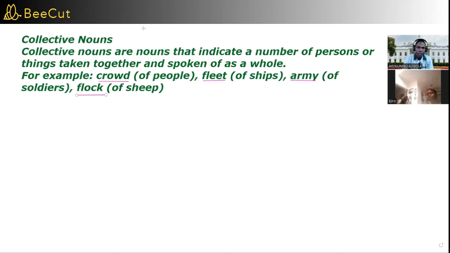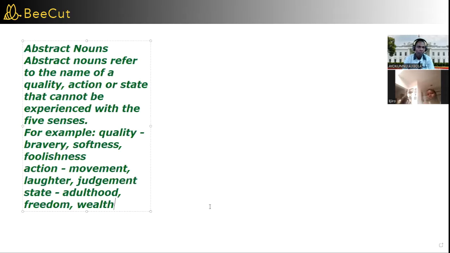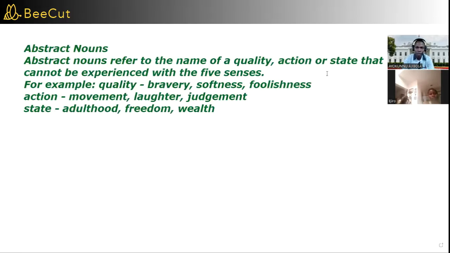So we're talking about the other kind of noun, which is abstract noun. An abstract noun refers to names of quality, action or state that cannot be experienced with the five senses, the sense of touch or vision, or at times we cannot even hear them. So for example, quality, like bravery, or actions like movement, laughter, judgment, and state of being like adulthood, freedom, and so on and so forth.